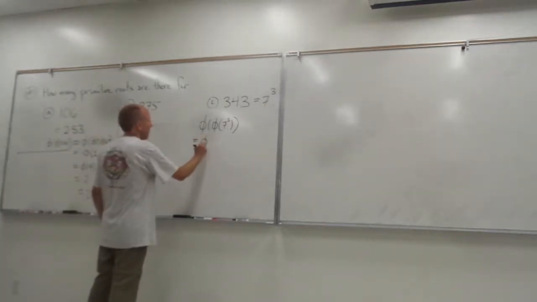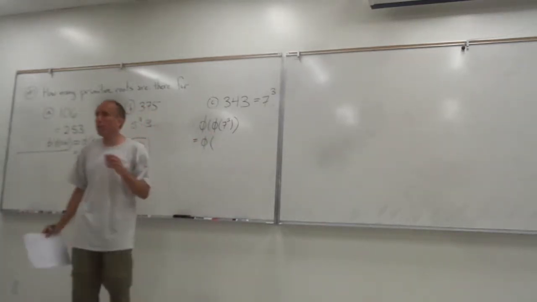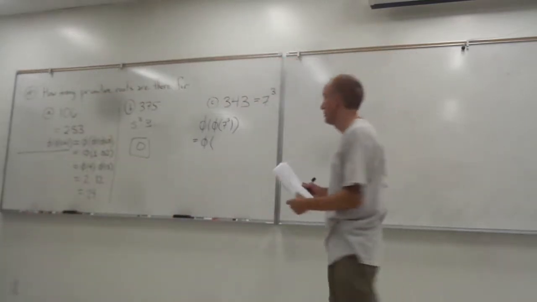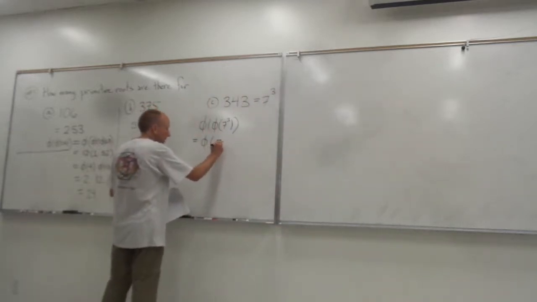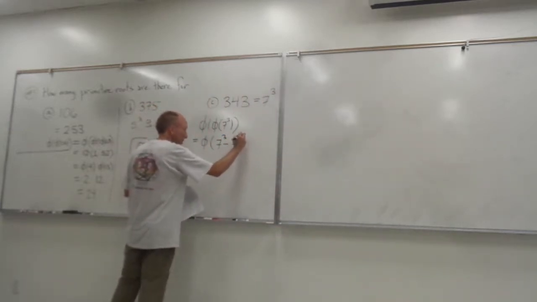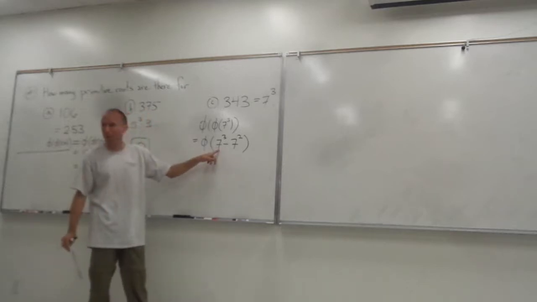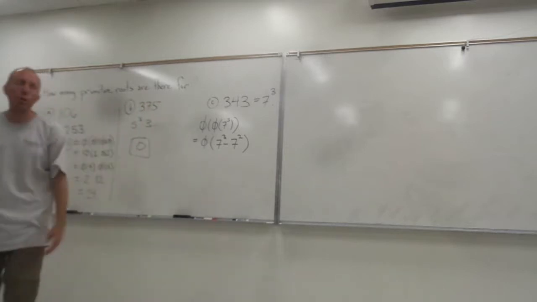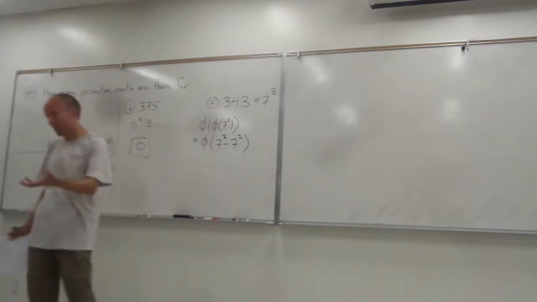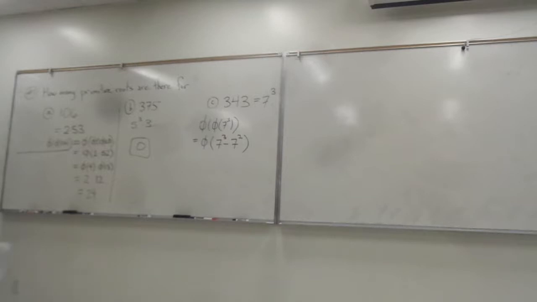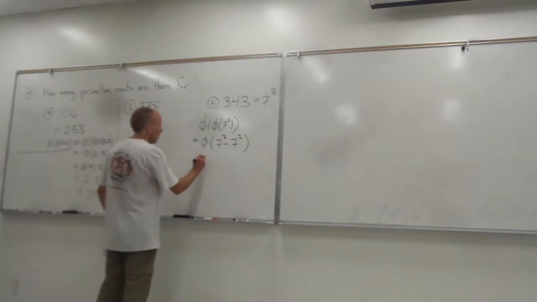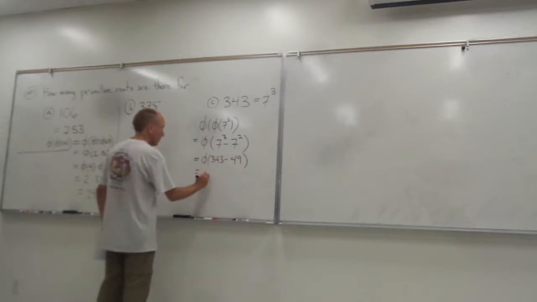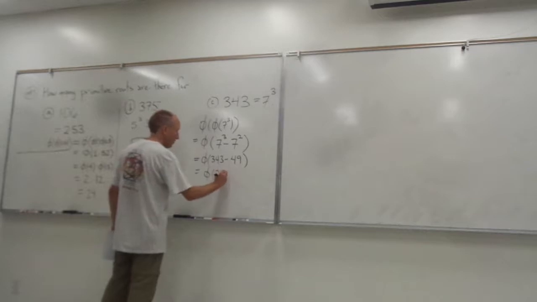So let's see. Does anybody remember the formula for phi of p to a power k? It's actually p to the k minus p to the k minus 1. In other words, you take all of the numbers from 1 through n and subtract off the multiples of 7, and there will be 7 squared of those in this case. In general, p to the k minus 1 of those. Okay, so this becomes 343 minus 49. So that becomes phi of what, 294?